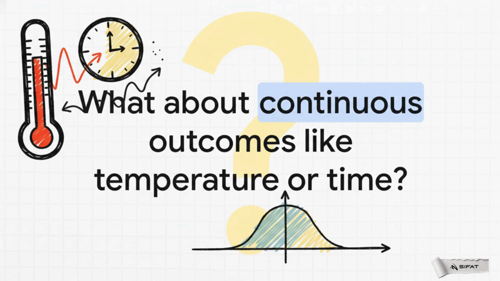So we've built this really powerful way to handle discrete events, things you can actually count. But that leaves us with one last really interesting question. What happens when the outcomes aren't just neat little whole numbers? What do we do with things that can take on any value, like temperature or time? Well, that's a whole other story for another time.